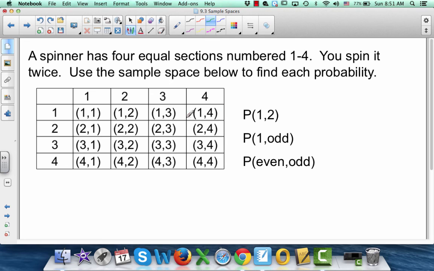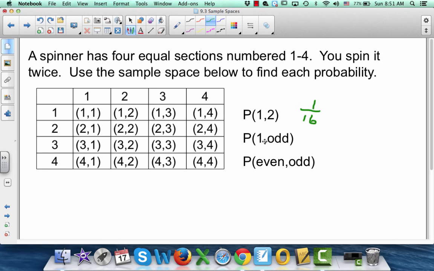Probability of a 1, 2. Well, we've got 1, 2, 3, 4 and 1, 2, 3, 4. 4 times 4 is 16 possible outcomes. A 1, 2, there's only one circumstance where you have a 1, 2. There's a 2, 1 there, but that's not the same as 1, 2. So it's 1 out of 16.